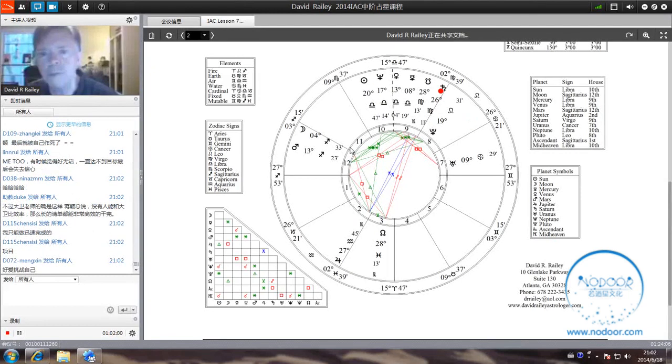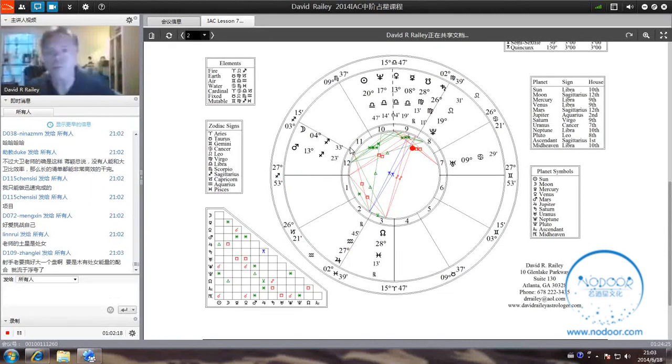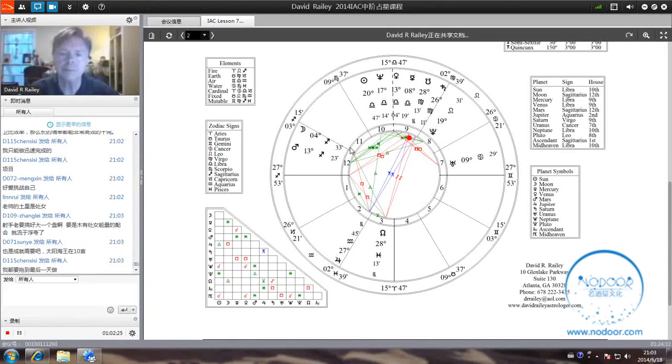There are other, really different aspects here, and this could confuse you, which is why I like using my chart as an example. On one hand, you have the ascendant sextile Jupiter, but it's also square Saturn.